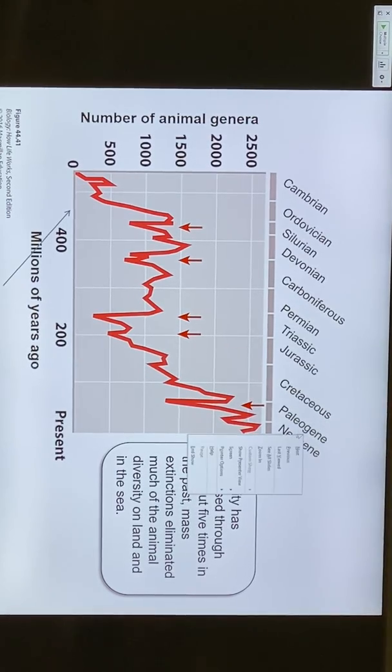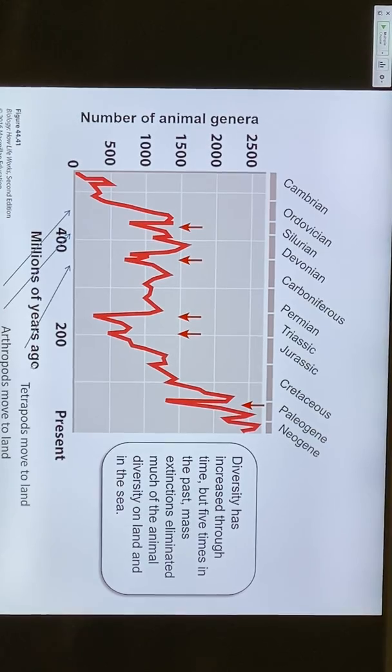All right, I think this is about enough. There's a little timeline here that shows you approximately when things moved onto land, when certain animal lineages appeared.